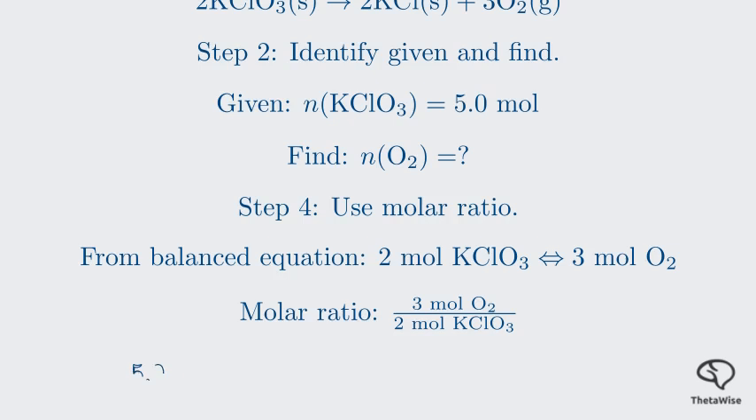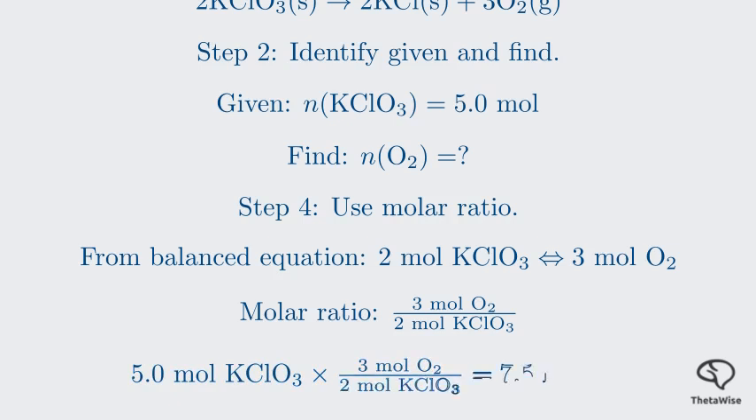Finally, we set up our calculation. We take our 5.0 moles of KClO3 and multiply it by our molar ratio. The moles of KClO3 cancel out, and we are left with moles of O2. The answer is 7.5 moles of oxygen. So, decomposing 5 moles of potassium chlorate makes 7.5 moles of oxygen.